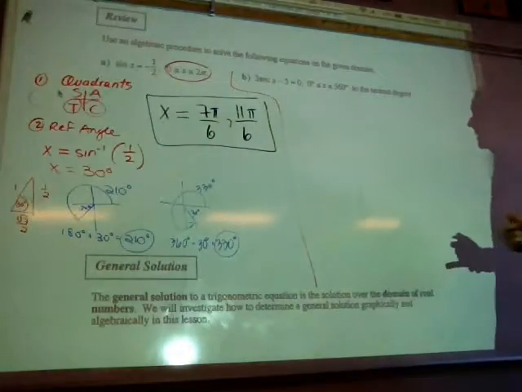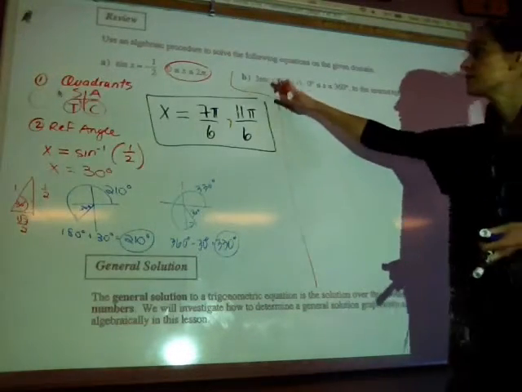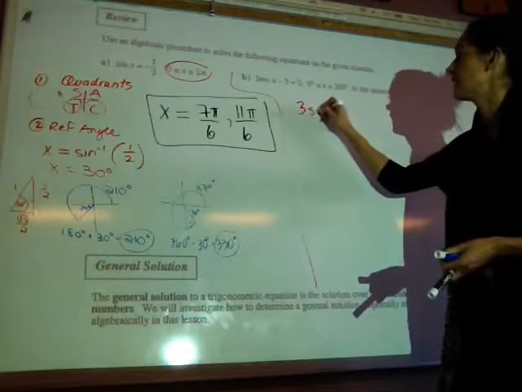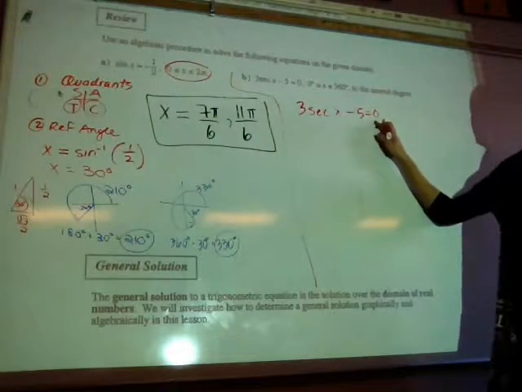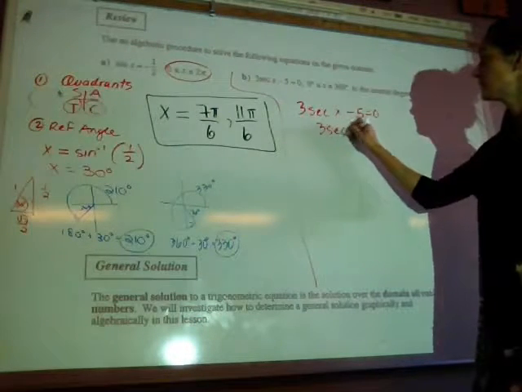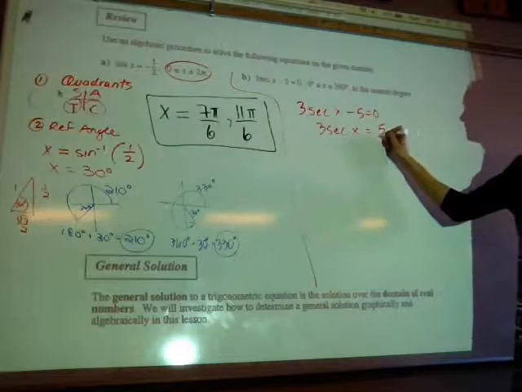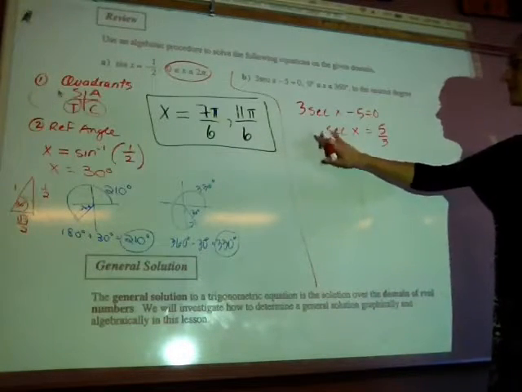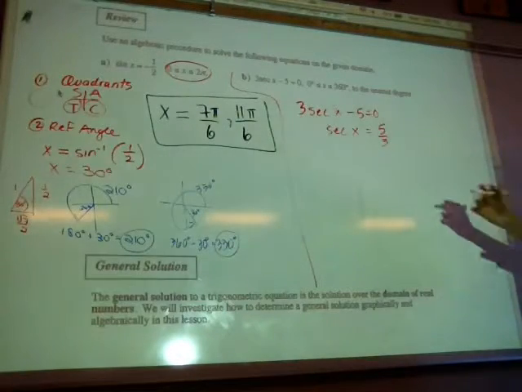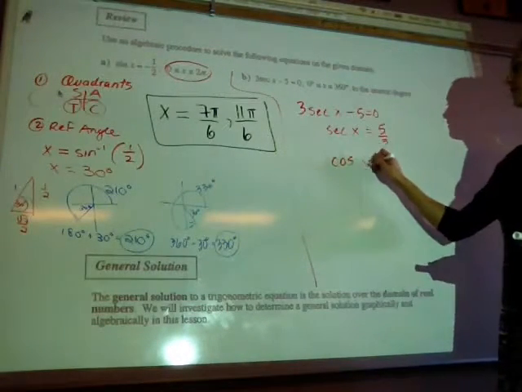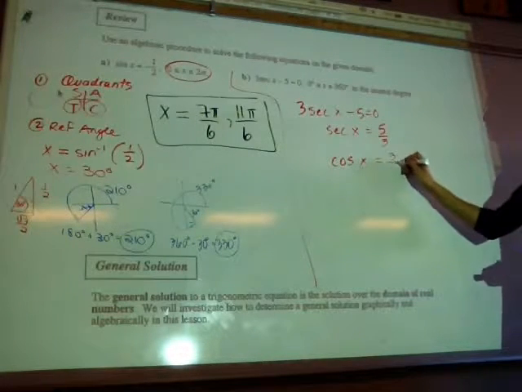So let's just practice again. One thing that's important is you always need to isolate your trig ratio. So let's isolate secant x first. So we're going to add 5 to the other side, and then we'll divide by 3 on both sides. Reciprocal of secant is cosine. So if we just take the reciprocal of the ratio on the right hand side, we'll get cosine x equals 3/5.